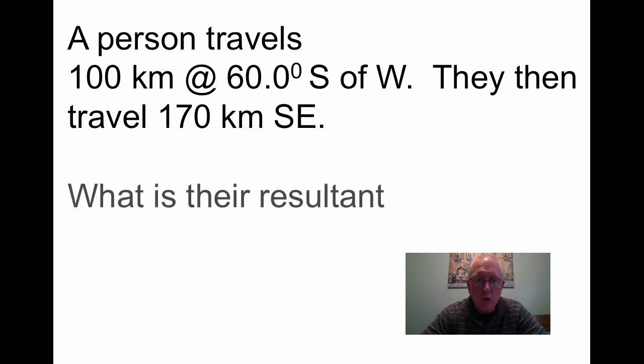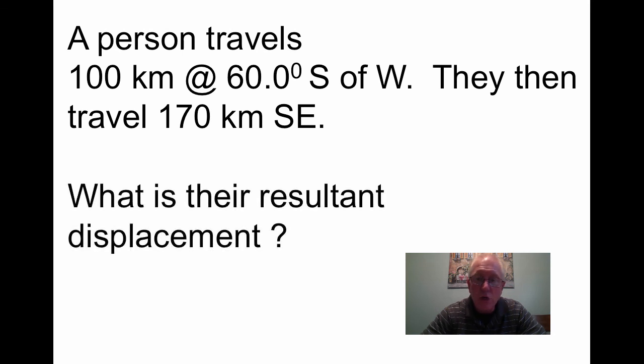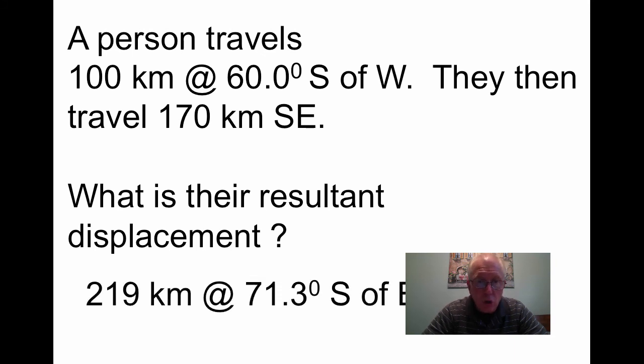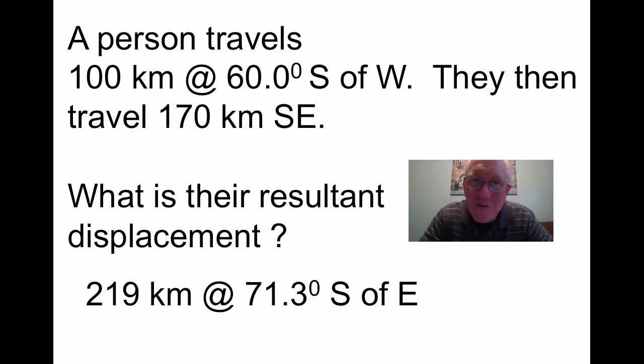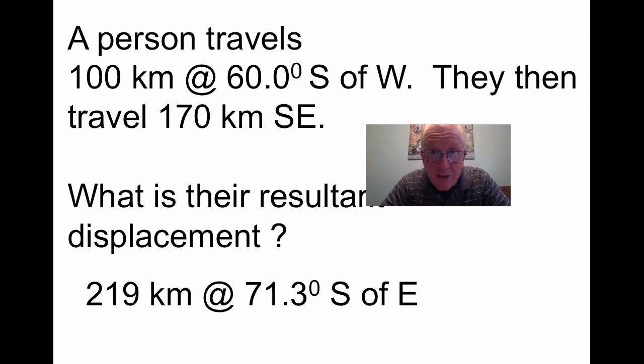So here's what I'm going to do in looking for the resultant displacement. I'm going to take each one of these and do a resolution of vectors. Let me show you what I'm talking about. The first vector is 100 kilometers at 60 degrees south of west. Actually, here I tell you what the resultant is. This is the answer that we're going to end up getting, and I'm going to show you how we end up getting that answer: 219 kilometers at 71.3 degrees south of east. Now let me show you how I did it.